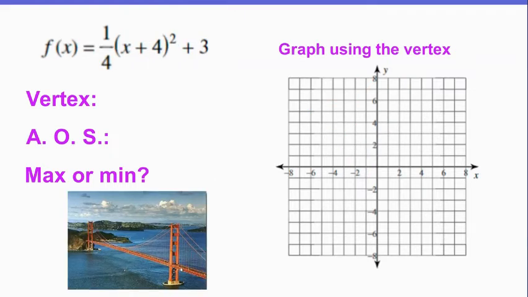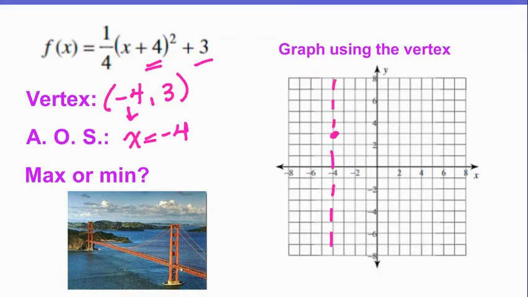So another example, the vertex: we flip this sign, keep this sign. So my vertex is at -4, +3. Then I use this to find my axis of symmetry, -4. I'm going to plug it in there, and then I'm going to draw my axis of symmetry. Is it a max or a min? Well, I'm going to look at my A. A is positive. So I know it's a smile because it's positive. Even though it's 1/4, it's still positive. So it shows me it's a smile, so I know it has a minimum.